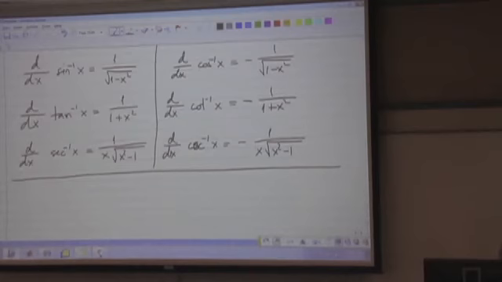Okay, so let's look at some problems now. How about number 1? It says sine inverse of root 3 divided by 2. Now let me tell you one thing. Obviously, this is your homework, right? You're going to have problems like this for homework.